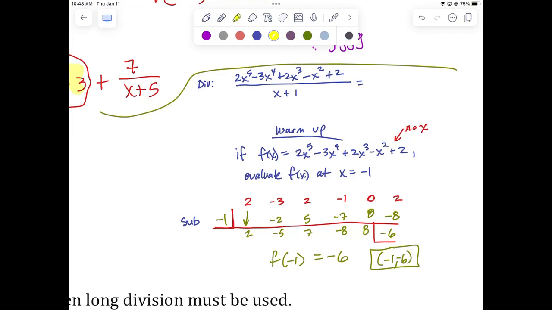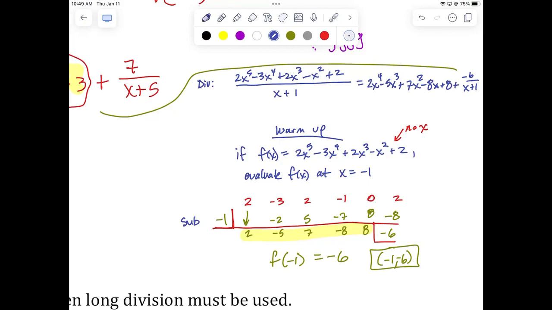When we do synthetic substitution, we're really milking this entire process for all it's worth. Those numbers that I just highlighted right there, remember what those are? Those are your coefficients of your fourth degree polynomial. So that's going to be 2x to the fourth minus 5x cubed plus 7x squared minus 8x plus 8. Those are the coefficients of your quotient that's 1 degree smaller. And then the remainder is going to be plus -6 over the divisor x plus 1. Or you could just say -6 over x plus 1.